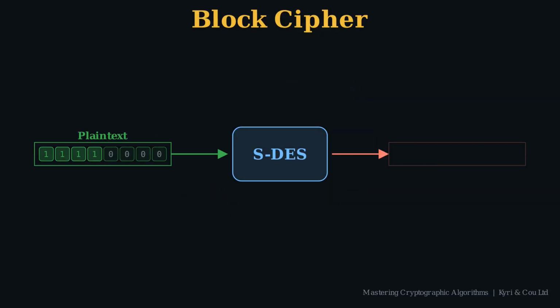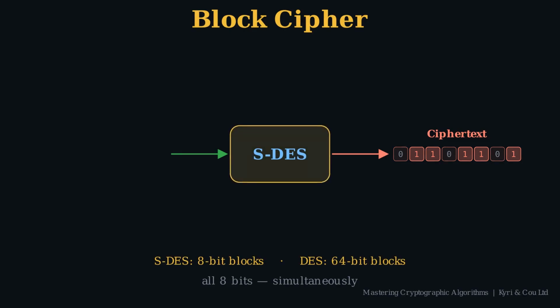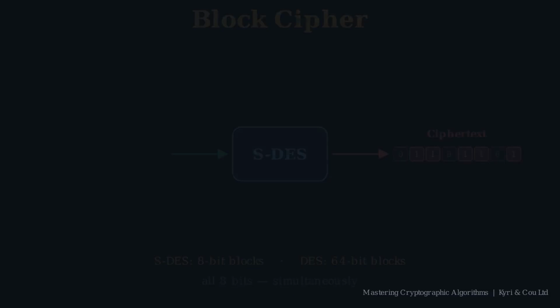SDES, on the other hand, is a block cipher, and the difference is exactly what it sounds like. All 8 bits enter the cipher together, they get mixed inside, and all 8 bits of ciphertext emerge at the same time. The whole block is processed at once. So stream ciphers process data bit by bit, while block ciphers take the whole chunk at once. SDES works on 8-bit blocks, the real DES works on 64.